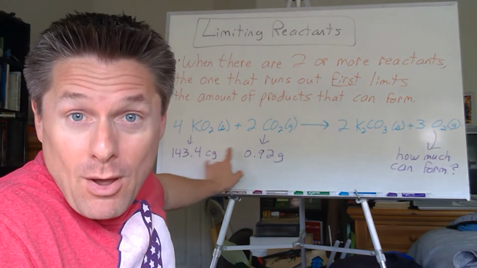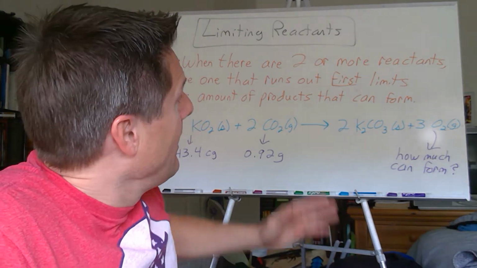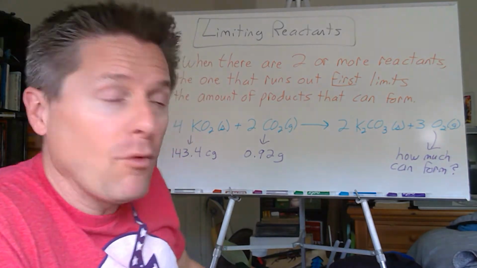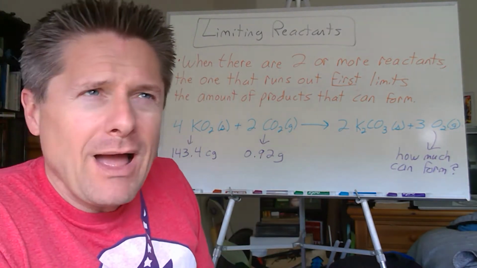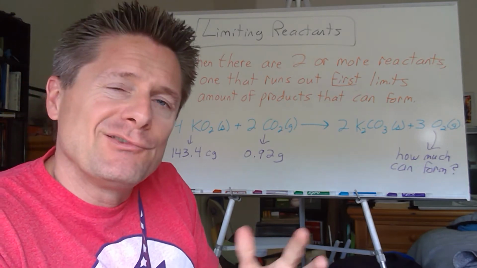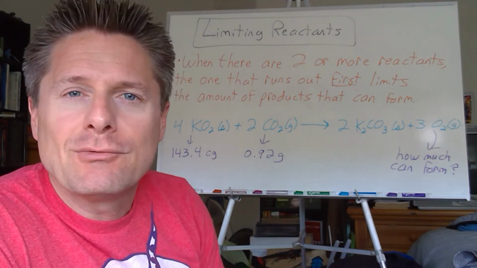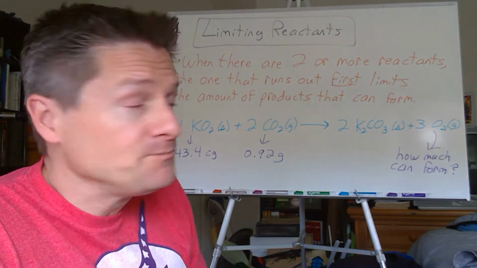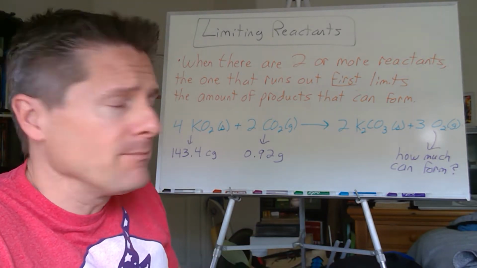But when I give you both, you go, oh man, how do I know how much of a product, in this case, let's say how much oxygen can form? I've seen several different ways people teach limiting reactant problems. There's some tricky little algebraic ratio deals. I'm not going to do any tricks. I'm just going to go based on stuff we already know. We're just going to use stoichiometry.